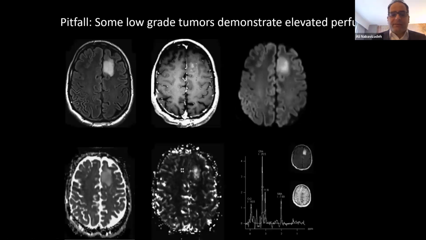One pitfall to be aware of is that some of the low-grade gliomas can demonstrate elevated perfusion. You can see this left frontal tumor with some enhancement and significant elevation of perfusion. This turned out to be an oligodendroglioma. And this patient also shows marked elevation of choline to creatine.